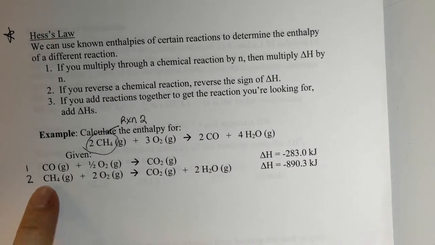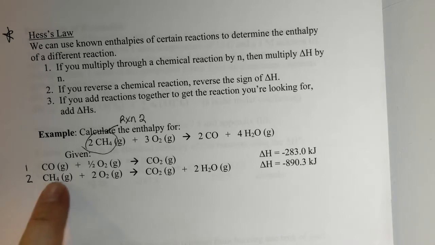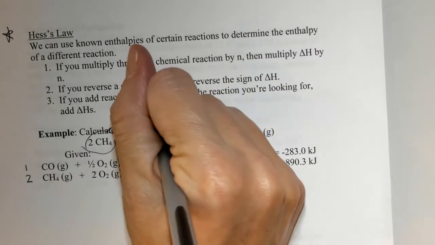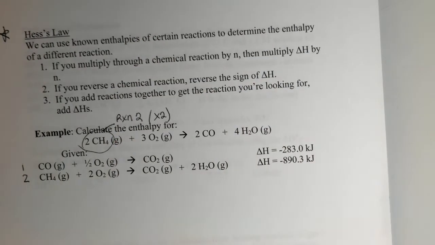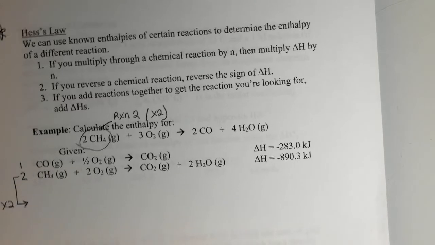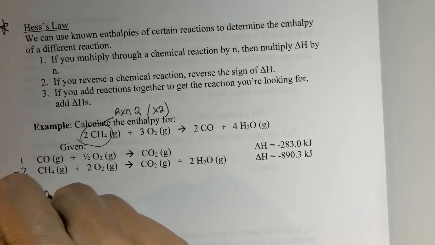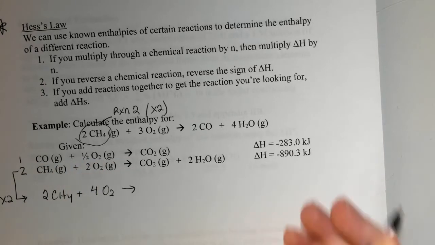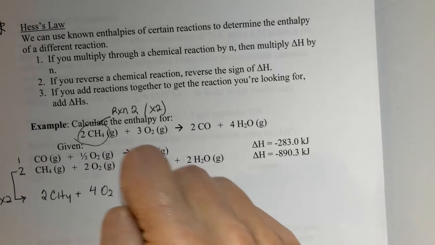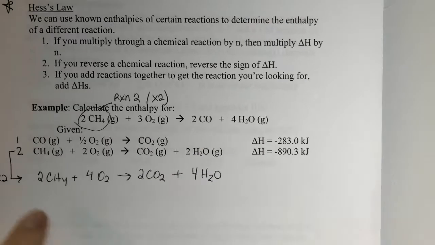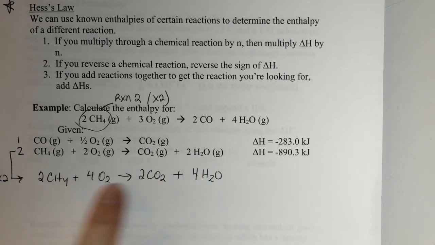And the other thing I notice is, in reaction 2, I only have 1 methane, but I need it to have 2. So what I'm going to do is take reaction 2 and multiply it by 2. All right, so let me do that here. Reaction 2 times 2, I get 2 CH4s plus 4 oxygen. On the product side, 1 CO2 becomes 2, and 2 waters becomes 4. So I've just taken that equation and multiplied everything through by 2.